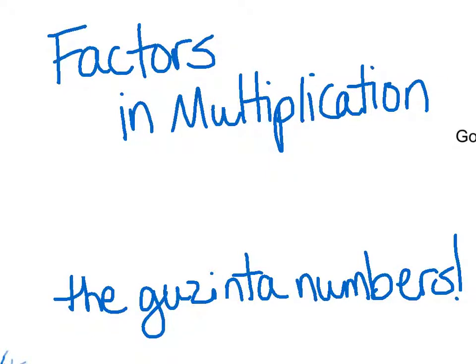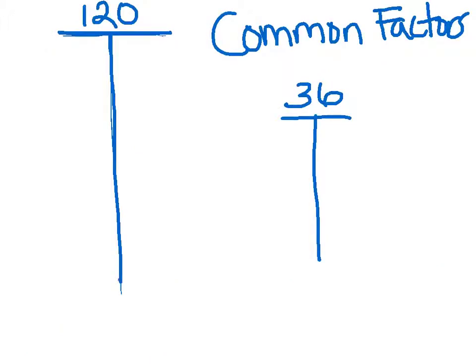Finding factors in multiplication. Factors are the gazinta numbers. They go into. A factor tree is a good way to organize the factors of a number.